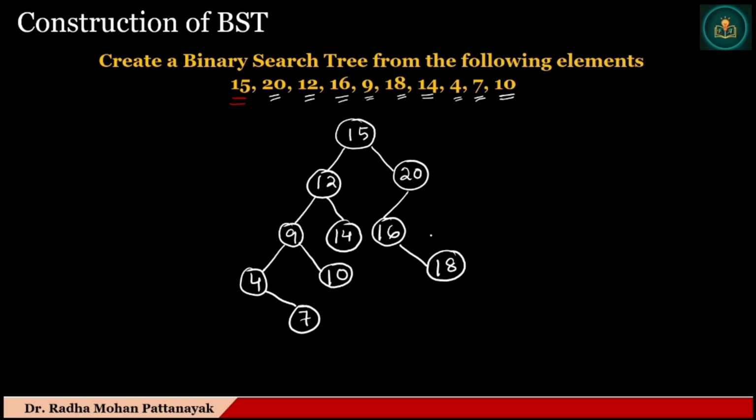Then see the binary search tree. In a binary search tree, every parent node should be greater than all its left child nodes and less than all its right child nodes. If you see 15, 15 is greater than everything on its left side and less than everything on its right side. If you check 12, 12 is greater than all its left side and less than 14. Similarly 20 is greater than 16 and 18, because 16 and 18 are both on the left side of 20. So in this way you can say that it is a binary search tree.